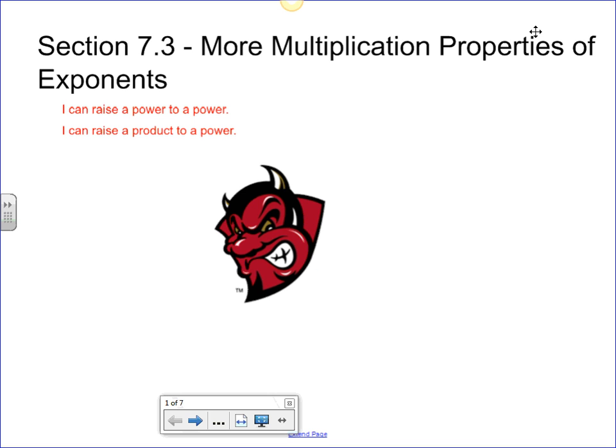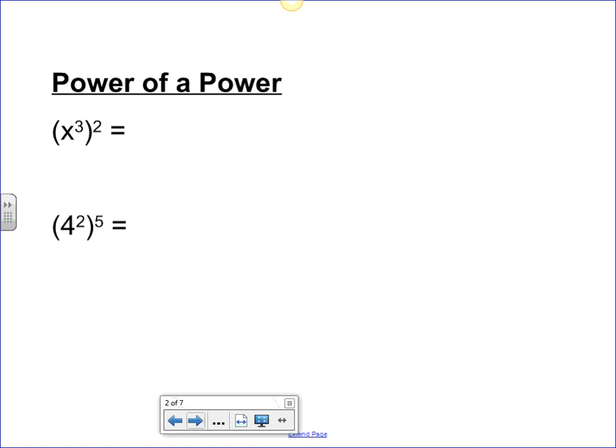Okay, we are here and we are looking at section 7.3 today, and it deals with more multiplication properties of exponents. So hopefully by the end of this lesson, you could say I can raise a power to a power and I can raise a product to a power. So the first question you may be asking is, what does all that mean?